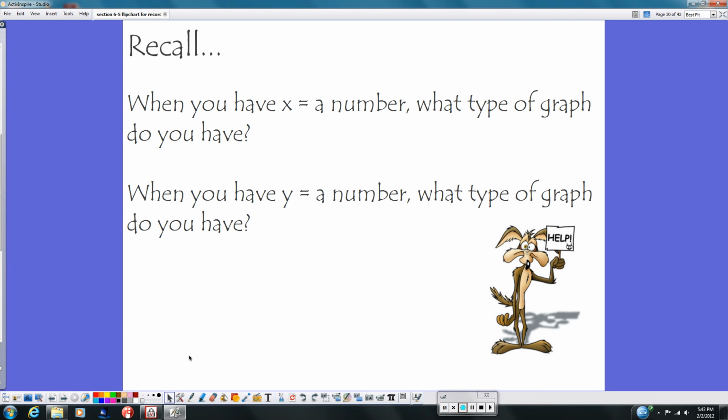So, a couple of things we need to review for today. If we have x equals a number, we have to figure out what type of graph we have. And if we have y equals a number, what type of graph we have. Well, if you have x equals a number, that's going to be a vertical line. And if you have y equals a number, that's going to be a horizontal line.